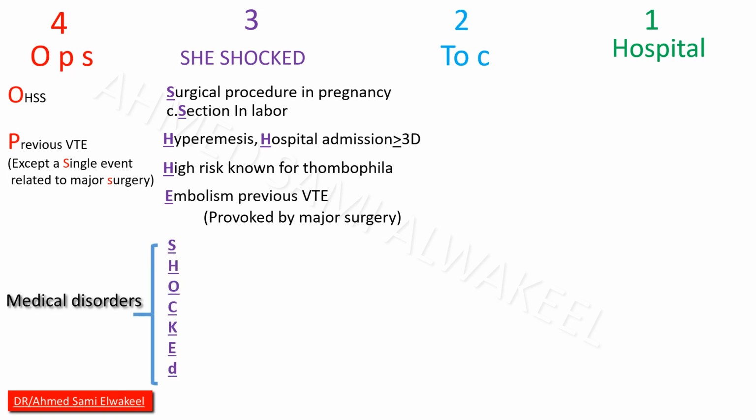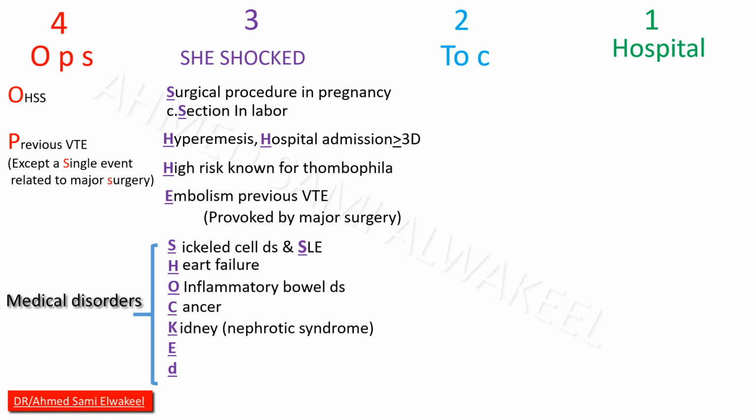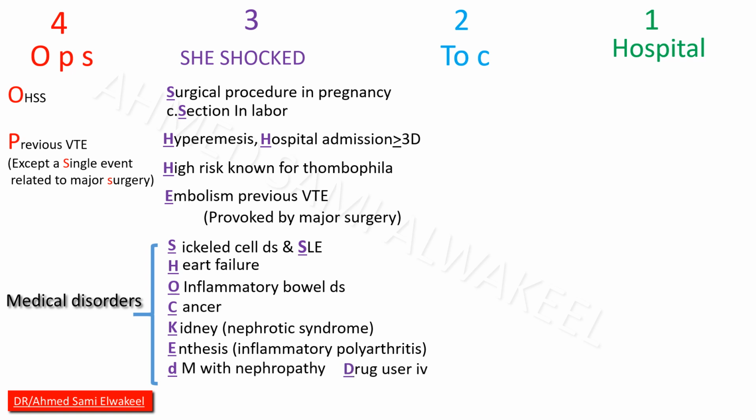And we have medical disorders in the shocked mnemonic. S for sickle cell disease and systemic lupus. H. Heart failure. O. Localized bowel. So O for inflammatory bowel disease. C for cancer, and K for kidney nephrotic syndrome. And E for incisions refers to inflammatory polyarthritis. And D for diabetes with nephropathy and IV drug user.